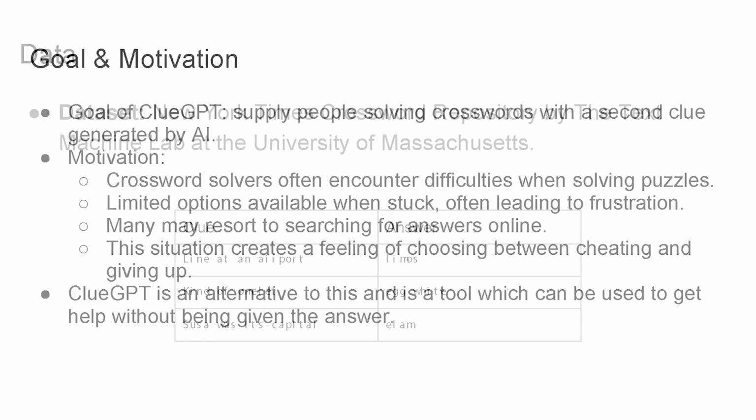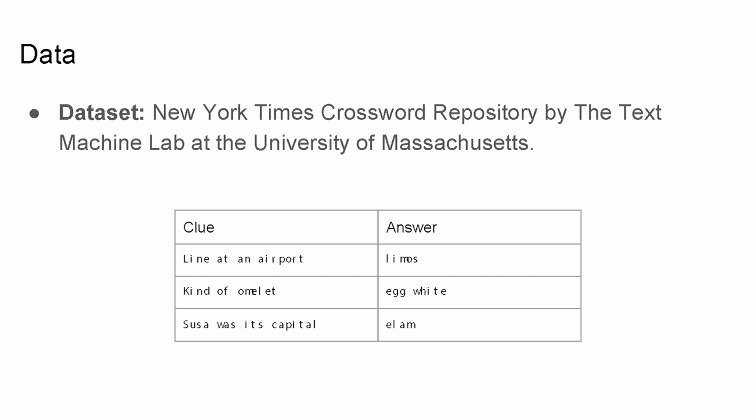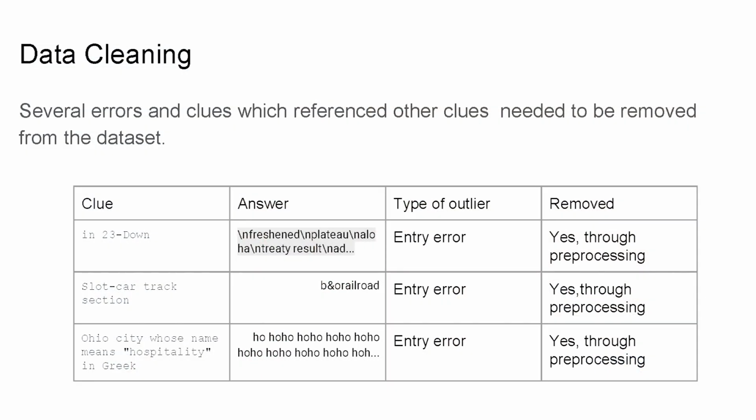The dataset we used is a New York Times crossword dataset, formatted with the clues in one file and the answers in another, with rows corresponding to each other. When going through the dataset, we encountered several errors, for example in the answer column, which contained a lot of gibberish. We removed them so that they wouldn't mislead our model during our experiments.